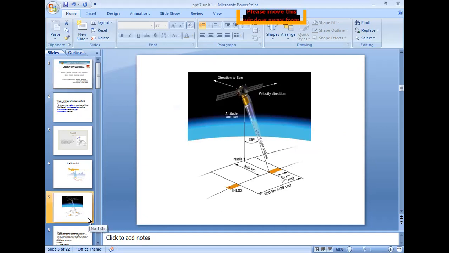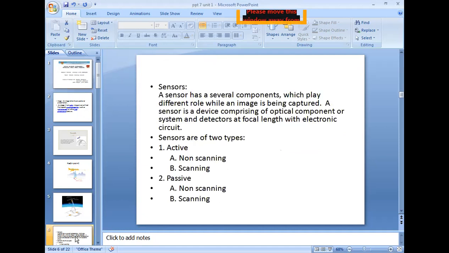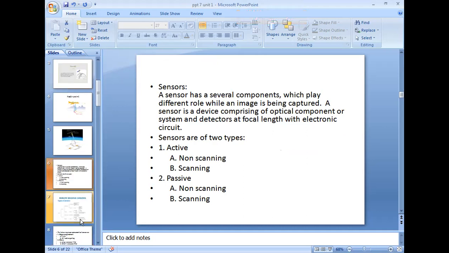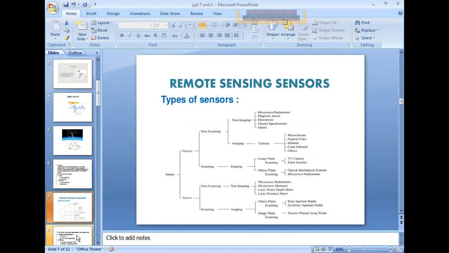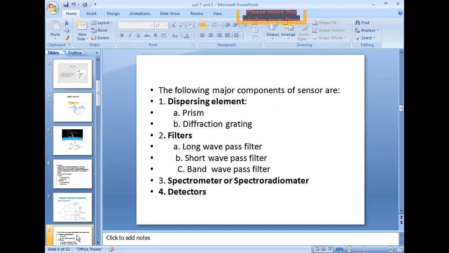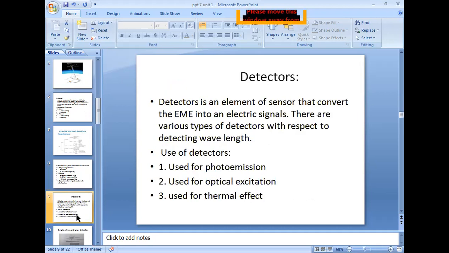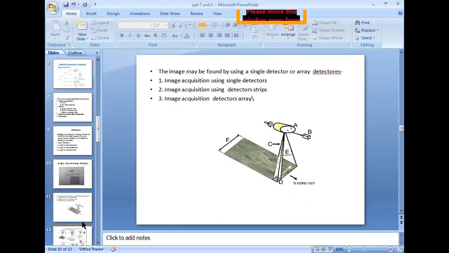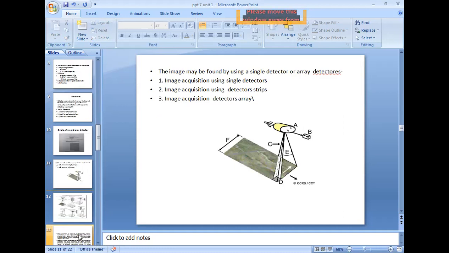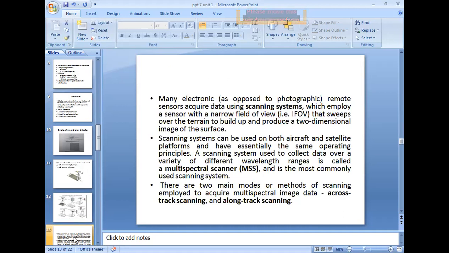So in the last class we discussed the different types of sensors, in which we have scanning and non-scanning categories. Then we discussed the major components of the sensors and the different types of detectors. We also discussed the across-track scanner, right? Across-track scanner.